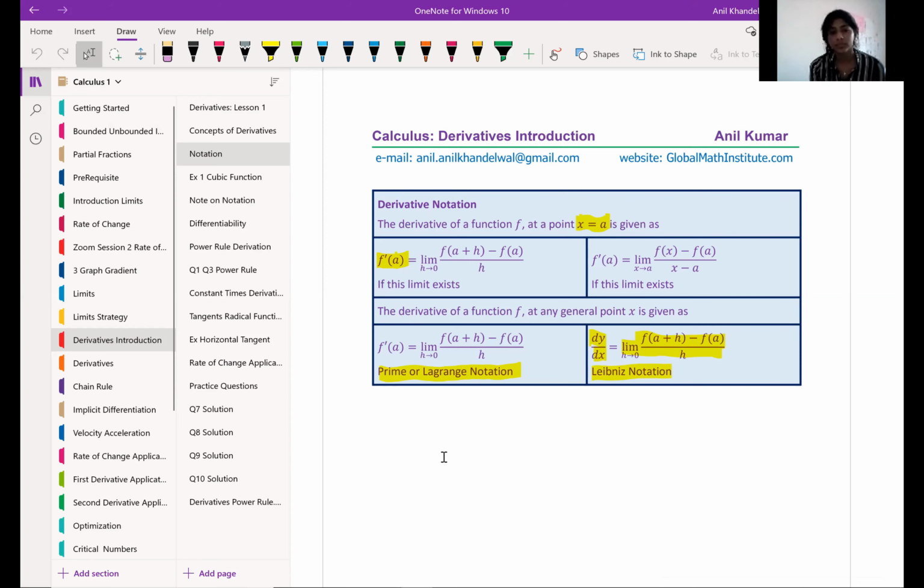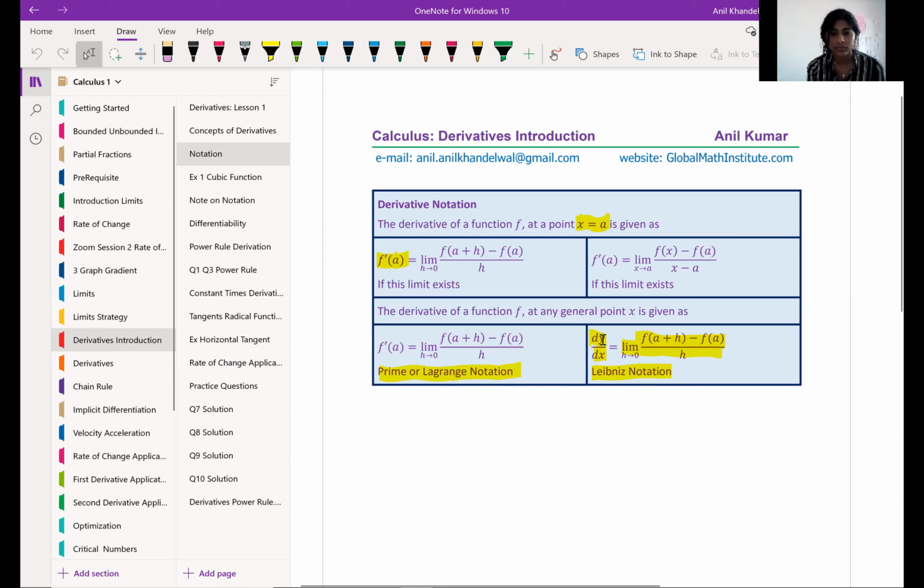Now, derivative should be treated as a function itself. So, the derivative of a function is a function. When we say f dash a, it becomes a value at each point on that function. Generally, we write f prime x or f dash x. These are the two notations which we use popularly: prime or Lagrange notation, and Leibniz notation. Prime notation is writing f prime a or f prime x, and Leibniz notation is dy dx.